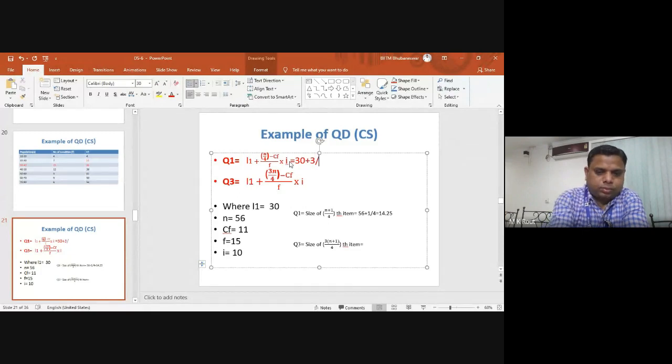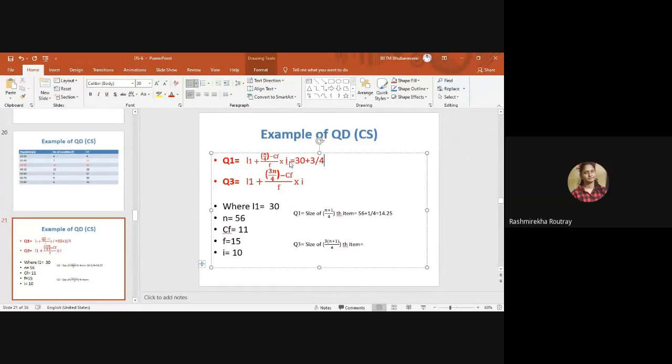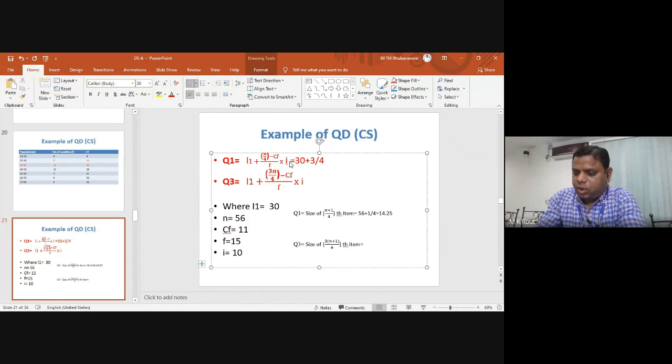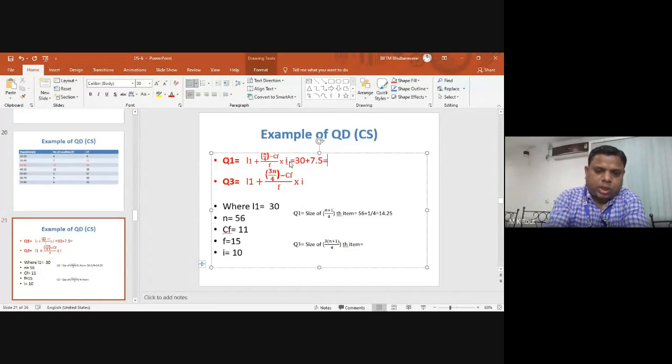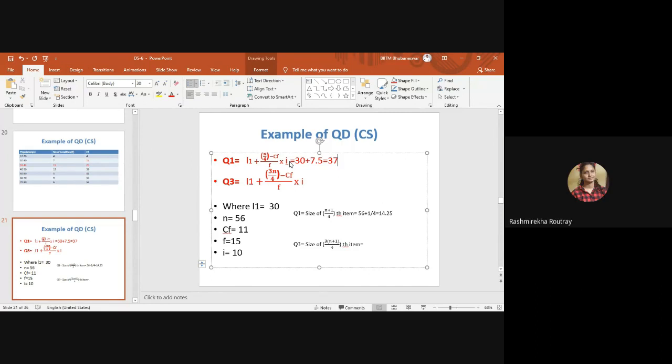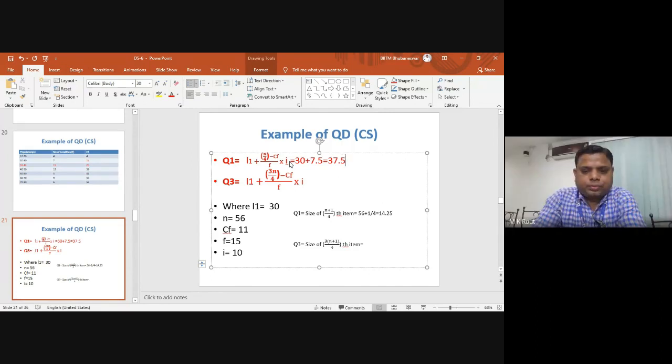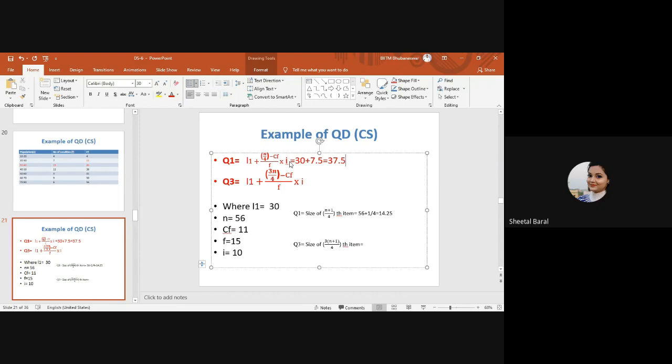Yes or no? Yes, sir. So 3 divided by 4, that is 0.75 into 10. That equals how much? 7.5. If you calculate this, it is 37.5. Yes or no? Is it clear? Yes, sir.